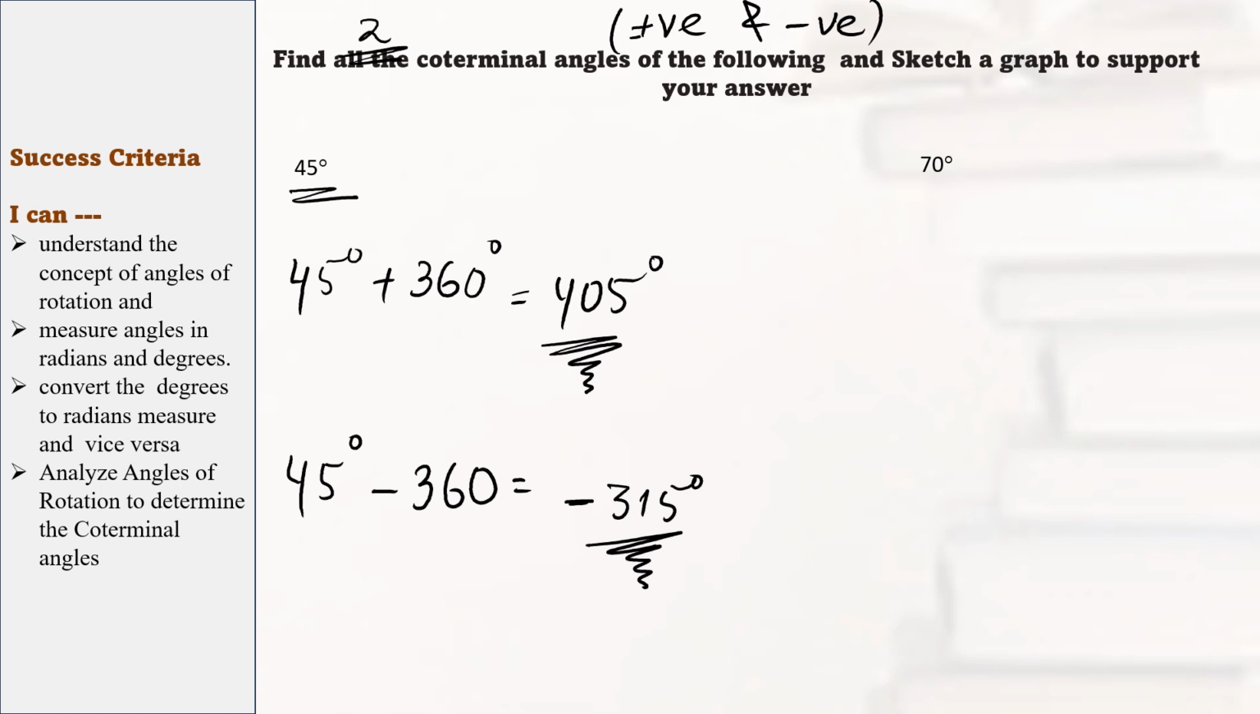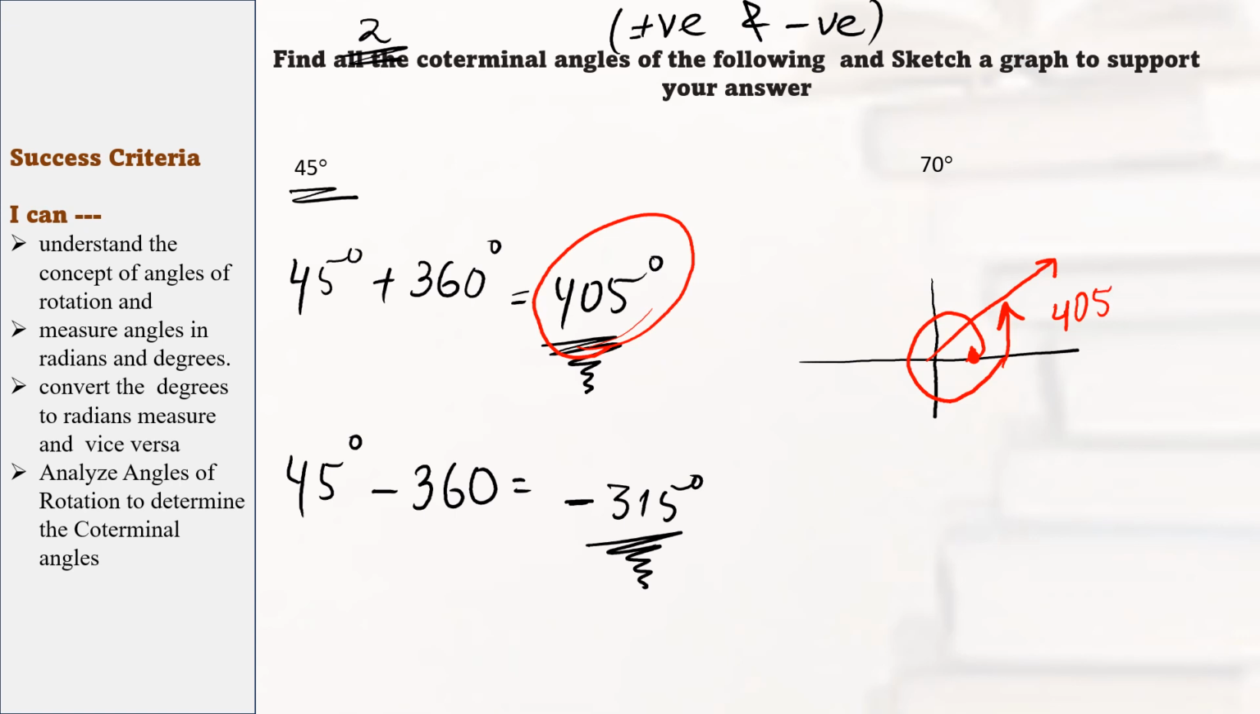Now let's sketch the graph. I just want to sketch the actual graph first. So my actual angle is 45 degrees here. Now I want to show 405 degrees with an arrow. 405 degrees means I started my position from here and move around the circle. I make it 360 degrees and after that I cover some more distance till here, coming back to my original position, but right now I have covered 405 degrees.